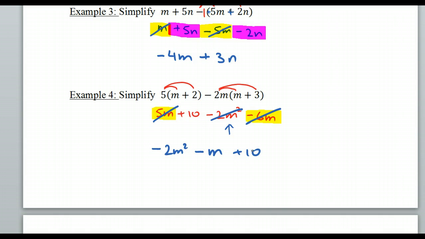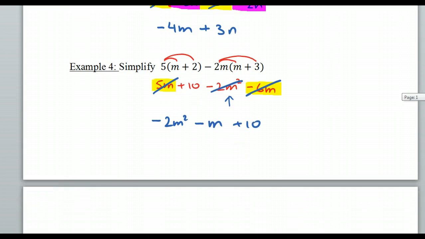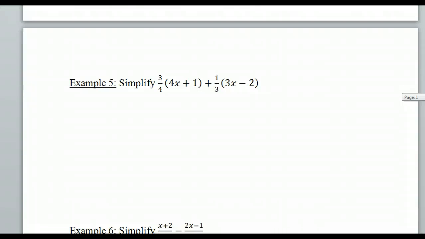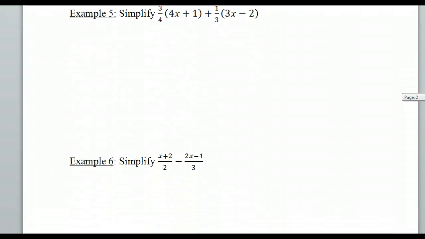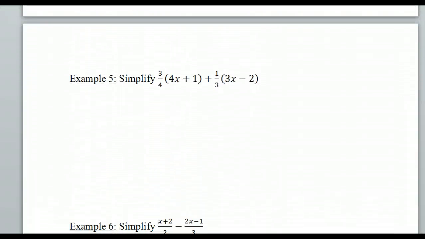Okay, all right, let's see. Last one here. Oh no, a couple more. All right. Example number 5. Oh, I have some fractions now. Well, that's no problem. Good thing we all learn how to multiply fractions.